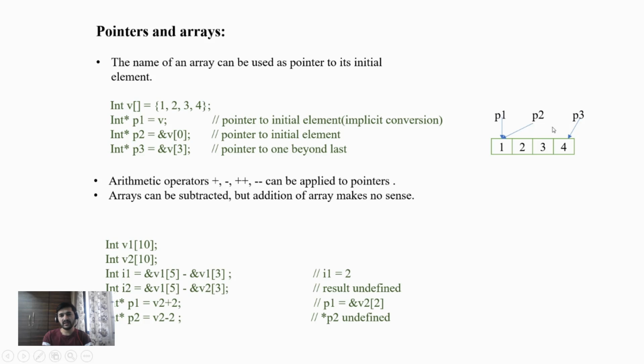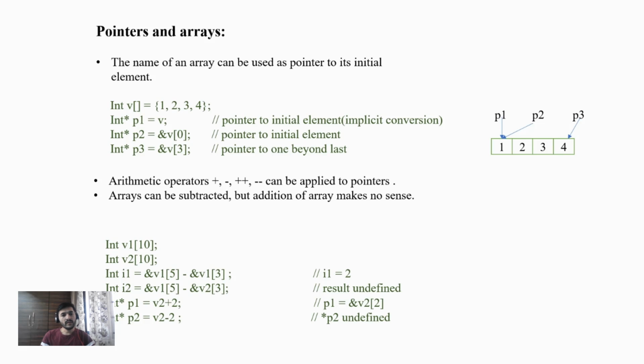On the right hand side you can see in the diagram that p1 and p2 both refer to the address of the initial element, the first element of the array. Similarly, I have created a pointer p3 which contains the address of the third element of the array. On the right hand side you can see that p3 will hold the address of element 0, 1, 2, 3, the third element, which contains value 4. So p3 will contain the address of the third element of the array v. The most important point here is that the name of the array acts as a pointer to that particular array.